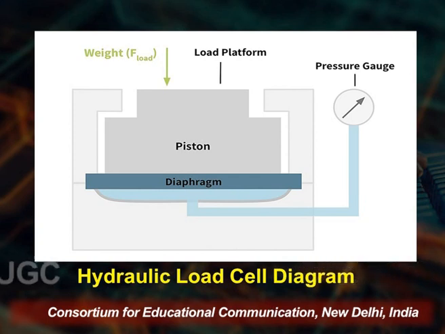So you see the F load is put on the piston. You see there is a load platform. On the upper side of the diagram, we put the load on the load platform, and this is indicated by the weight load and piston. When the load is put on it, then the pressure gauge will give the reading. So this is the hydraulic load cell diagram.